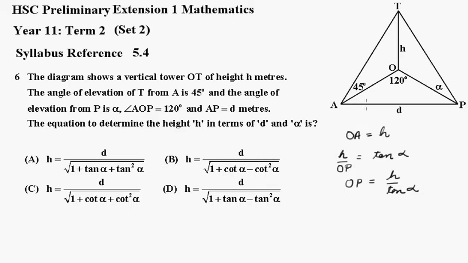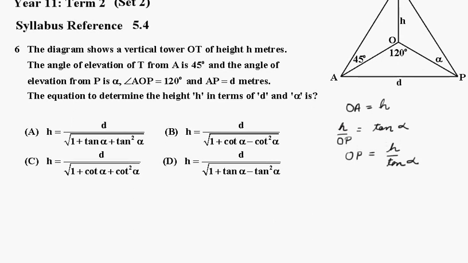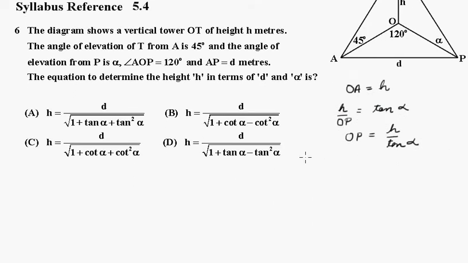So now we've got OA, OP, and we know AP is D. So we're going to use the cosine rule, and we're going to say that D squared is equal to OA squared, which is h squared, plus OP squared, which is h squared on tan squared alpha, minus 2 times h on tan alpha times the cos of 120 degrees.